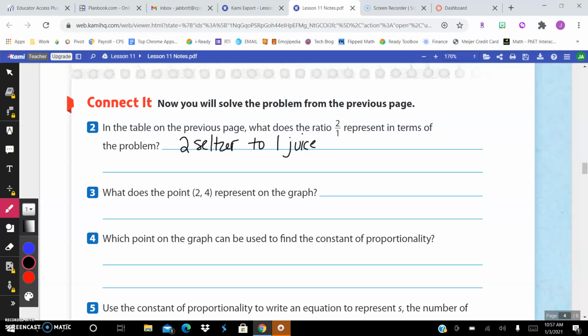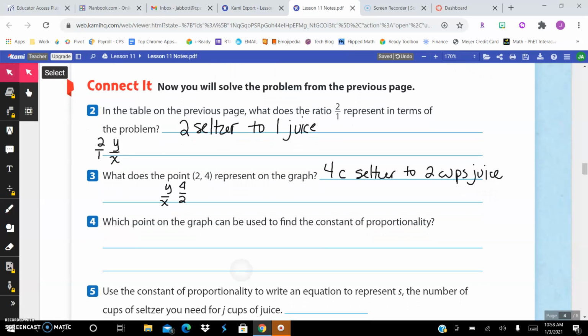And what does the point 2, 4 represent on the graph? So going back to this 2 over 1, remember it's y over x. So in this case, we would have 4 over 2 if we had y over x. So our y is our seltzer. So 4 cups seltzer to 2 cups juice.